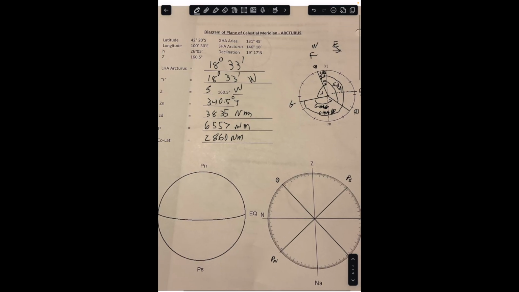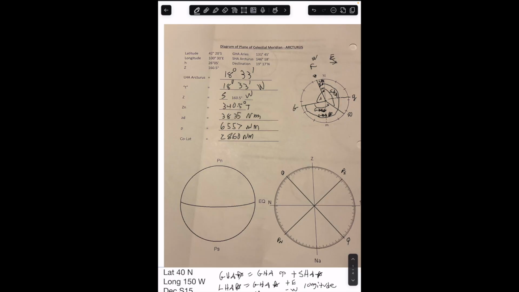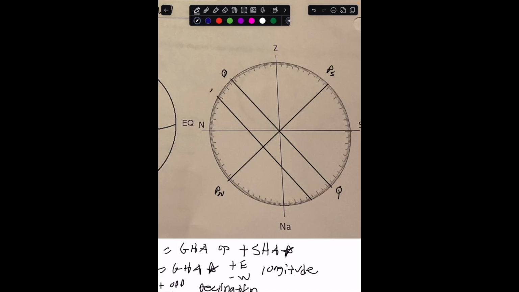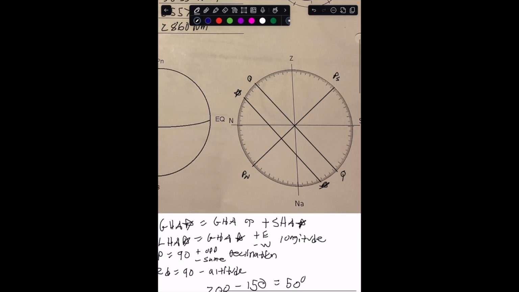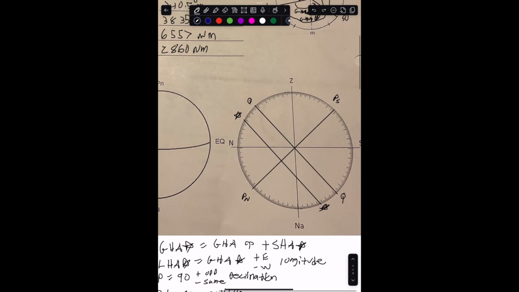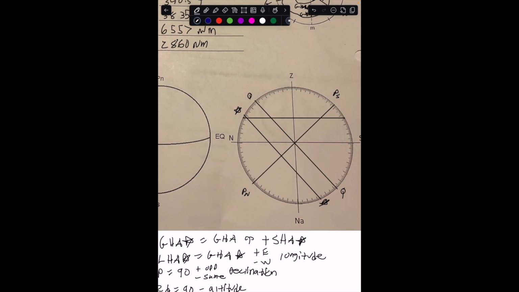All right, and now let's plot our declination and our altitude. So our declination is 19 17. We'll just call that 19 north. So from the equator, we are going to go 19 north. That is our star. And now we've got to plot our altitude. 26 degrees, 5 minutes, we'll just call it 26 degrees above here. And it comes out that the star is right there.